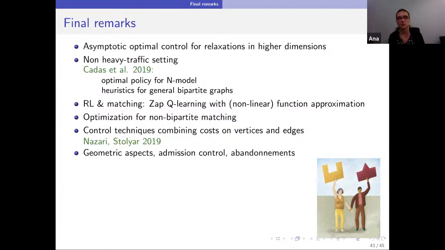So far I only mentioned the optimization problem for the bipartite case. It would be nice to extend this to the general case. Also one possible direction is to combine the results by Nazari and Stolyar that considered the rewards on the edges with the current results. Then there are other possible extensions you can think of that would be closer to the applications you might want to study.